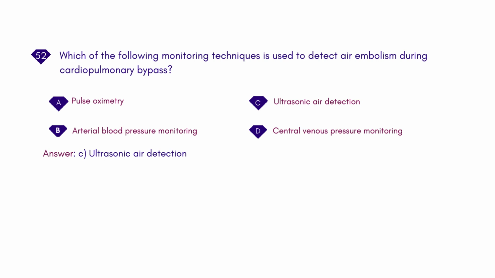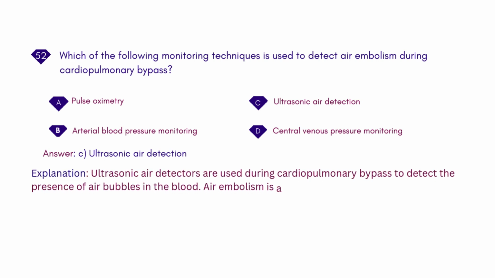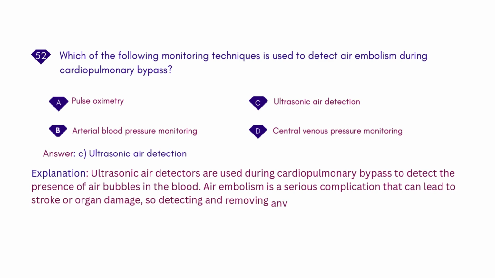Ultrasonic air detection. Explanation: ultrasonic air detectors are used during cardiopulmonary bypass to detect the presence of air bubbles in the blood. Air embolism is a serious complication that can lead to stroke or organ damage, so detecting and removing any air from the circuit is crucial.